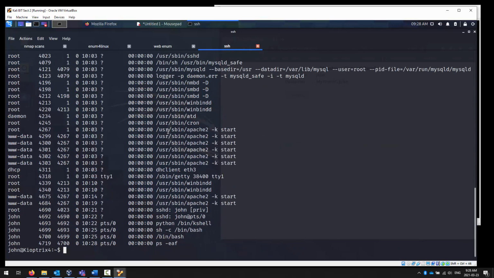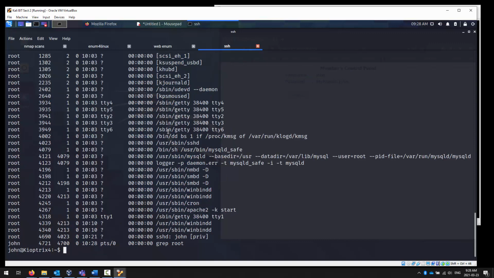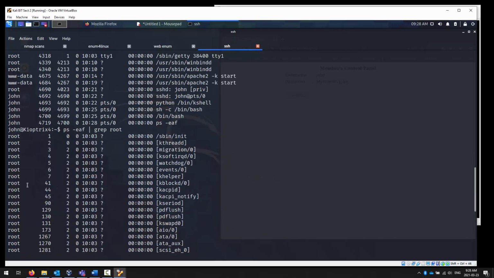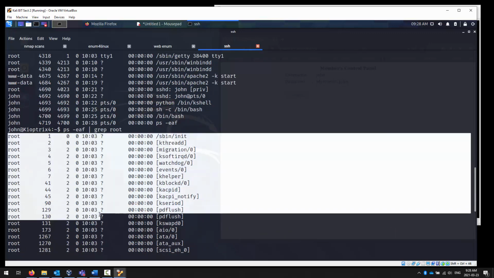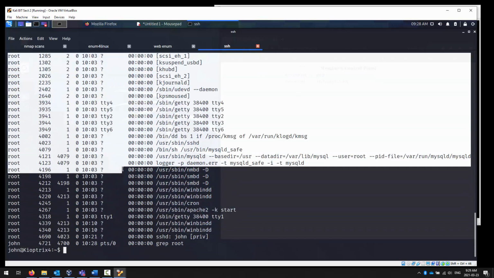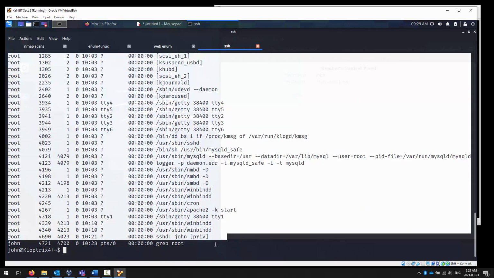So what I do is run the ps -eaf command, and then I redirect the results to the grep command, which searches for a string. The string, of course, we're looking for is root. And when we do that, the grep root command becomes one of the things that it finds with the root string in it. But everything else is processes running on this machine as root.